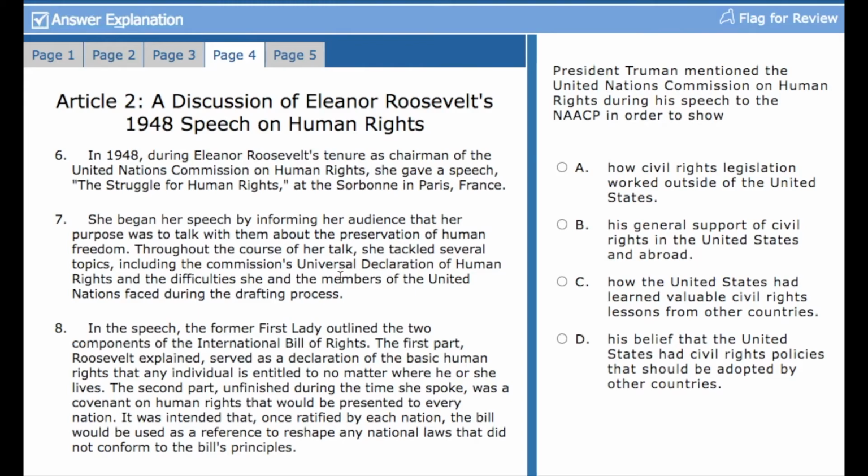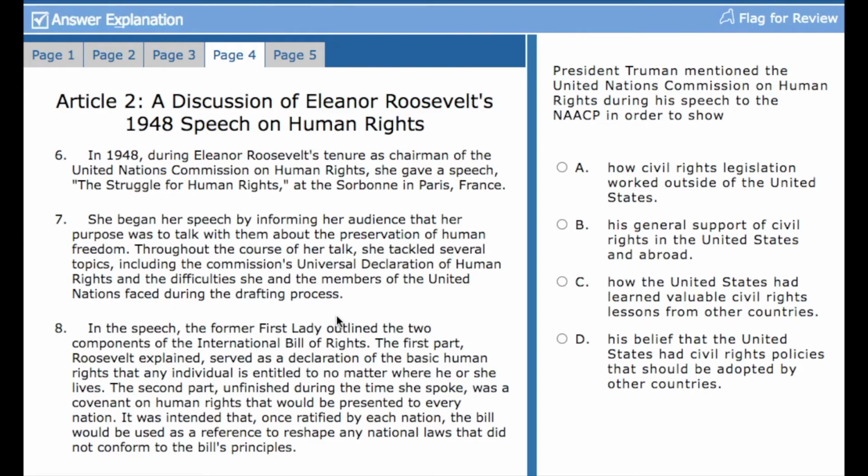We could do the same thing with Eleanor Roosevelt's portion, where it says in 1948, during her speech at the UN Commission on Human Rights, she gave a speech called The Struggle for Human Rights at the Sorbonne, I don't know if I'm pronouncing that right, but somewhere in Paris, France. So this is also giving us a setting or a place. She gave a speech in Paris, France. And then it goes on to say, she began her speech by informing her audience that her purpose was to talk with them about the preservation of human freedom.